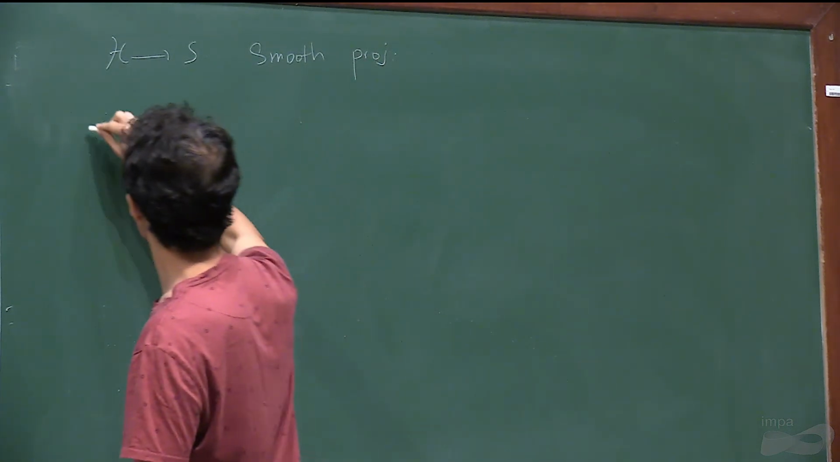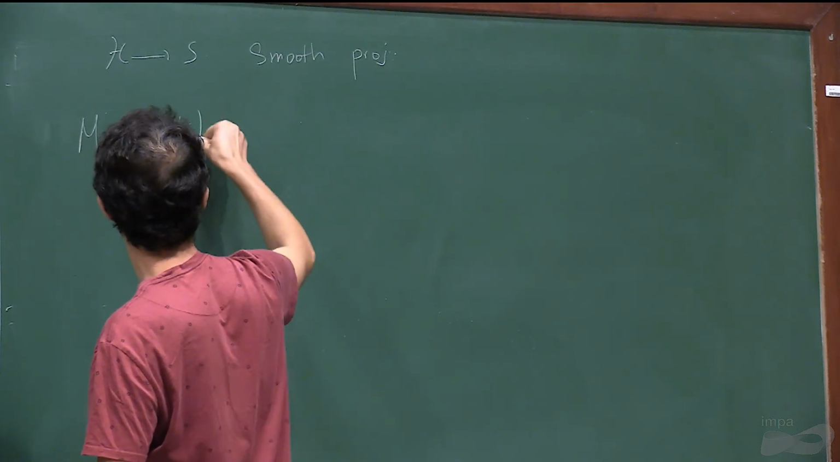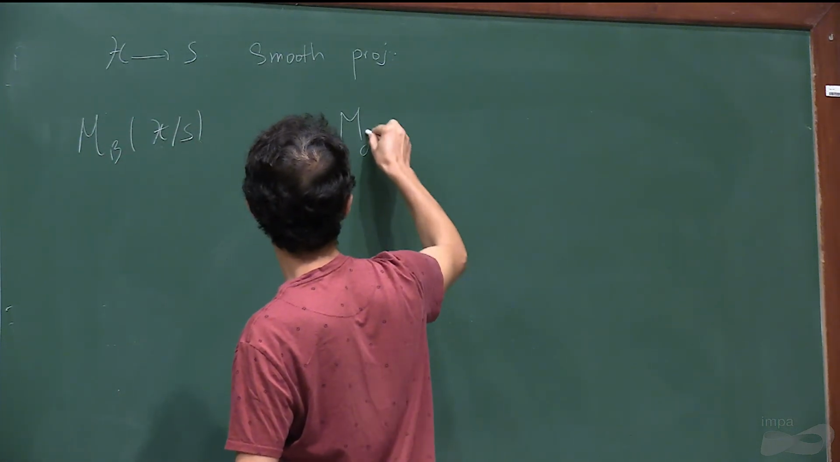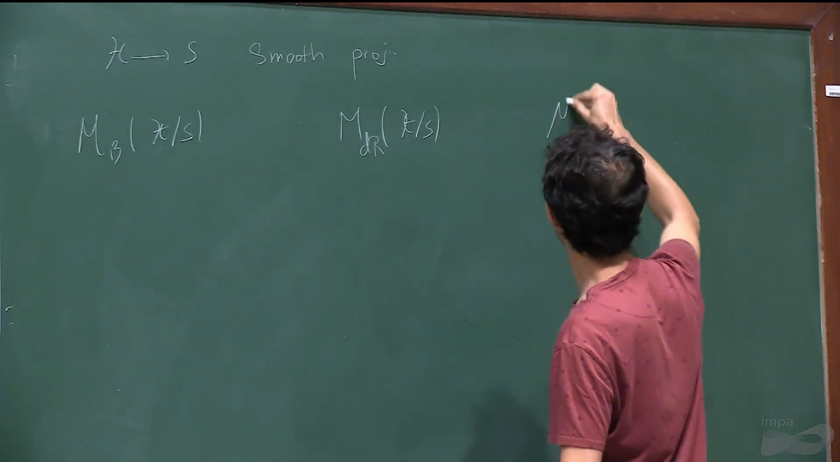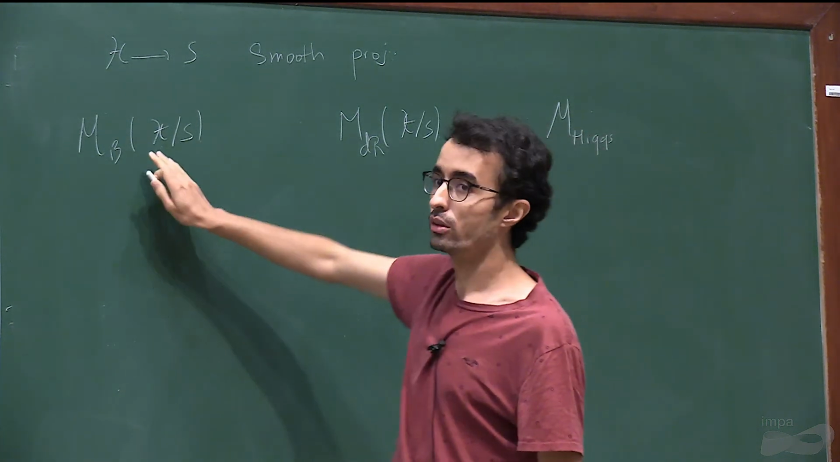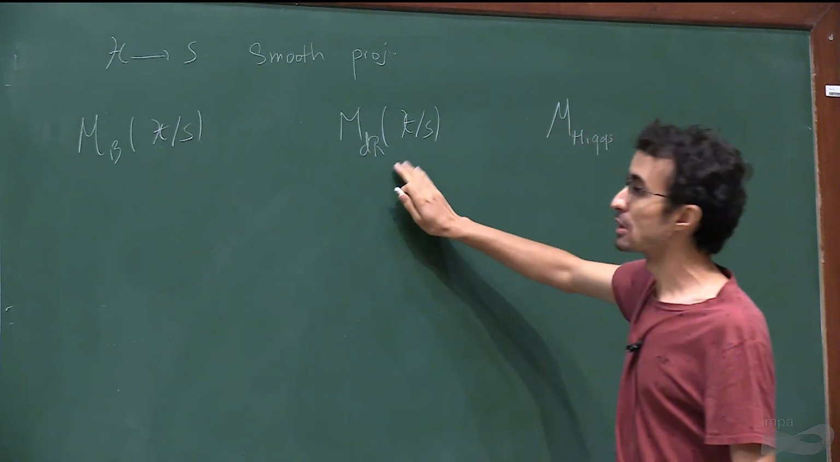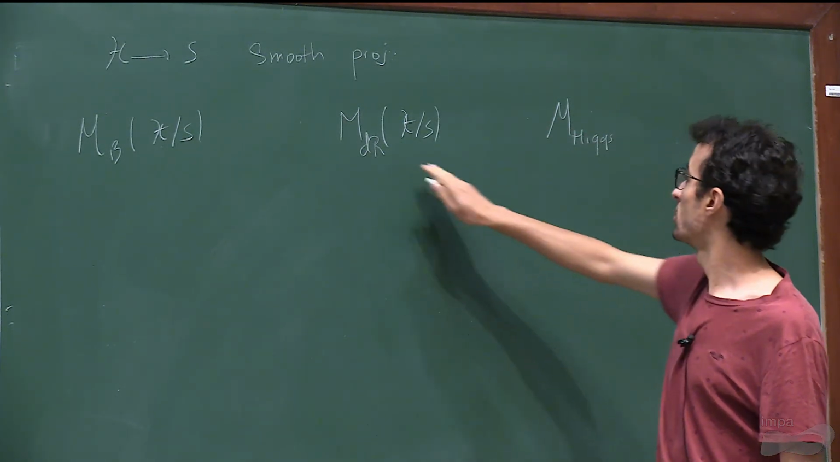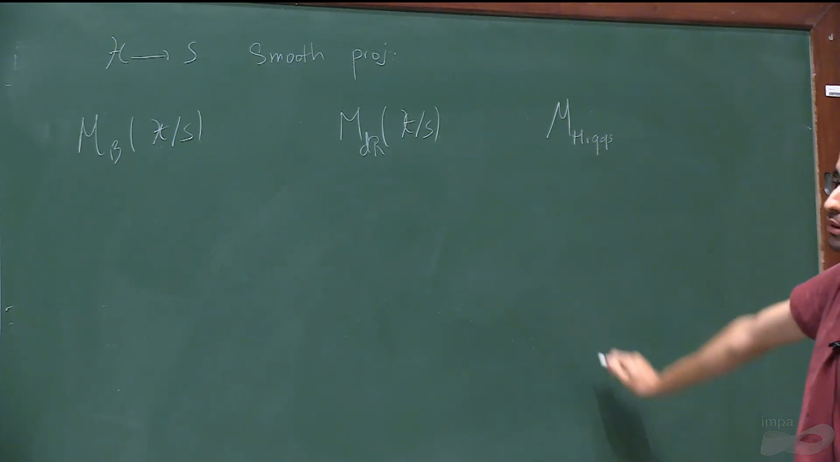there are similarly three moduli spaces. There is M_B(T), X over S, and then M de Rham, and then M Higgs. And these three objects parameterize representations of fundamental groups of the fibers of the family. This parameterizes flat vector bundles on the fibers of the family, and this parameterizes semi-stable Higgs bundles on the fibers of the family.